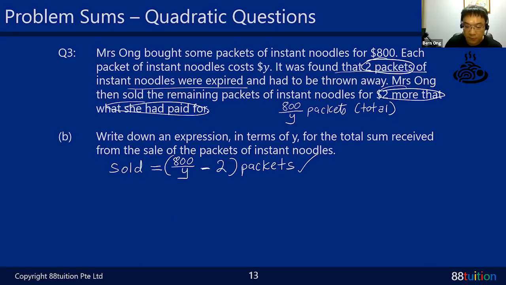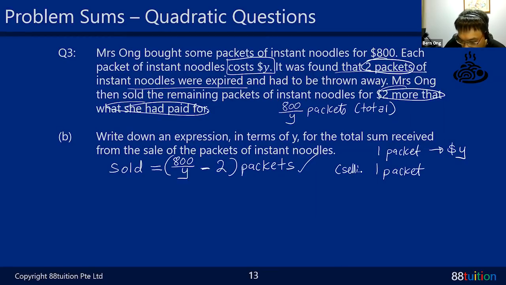All right. Remember, she has paid for what? 1 packet costs Y dollars. But now she wants to sell, which means she wants to earn a profit. She cannot sell at Y dollars, she'd actually be losing money. So she said she wants to sell 1 packet at $2 more. So now the selling price of 1 packet will be Y plus 2.